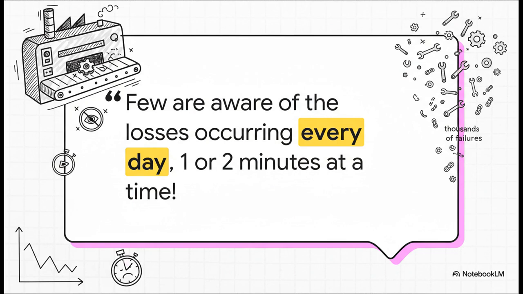Look, everybody knows when a line goes down for a few hours. That's a big deal, all hands on deck. But what so few people see are the losses that happen every single day, just a minute or two at a time. It's death by 1,000 cuts. A jam here, a blocked sensor there. These things can add up to thousands of little failures every week. And guess what? Without an automated system, most of them just fly completely under the radar.